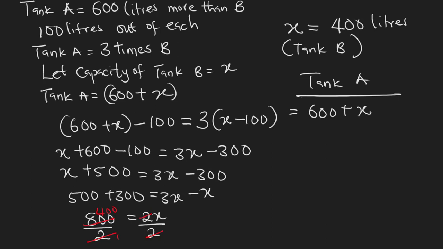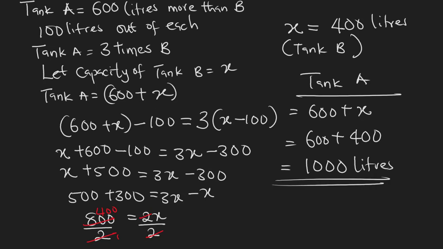And this X is now what? 400 liters. So we're going to say this equals 600 plus 400 liters. So 600 plus 400 is going to be 1000 liters. So that's the capacity of each tank.